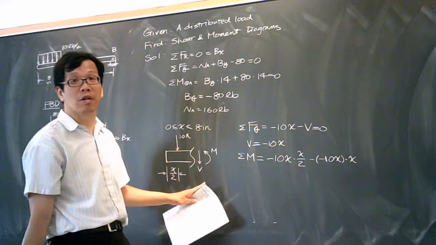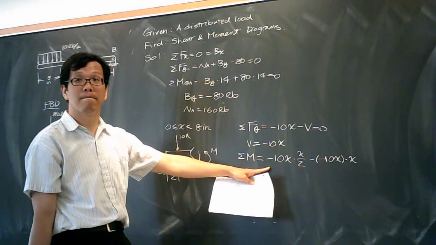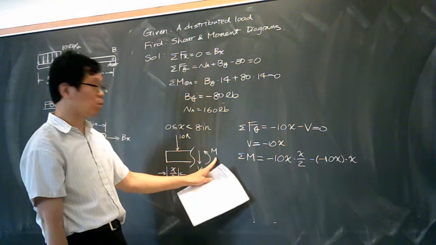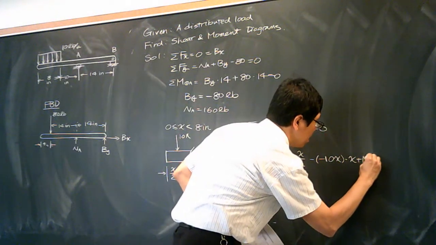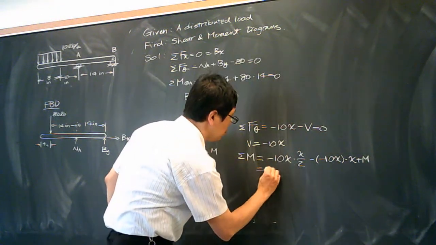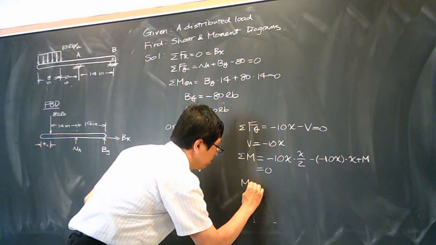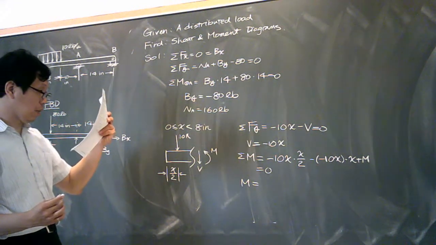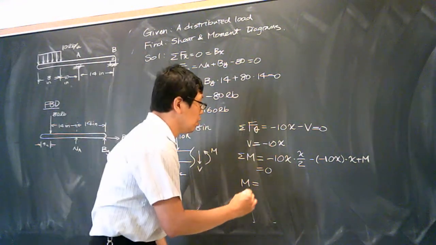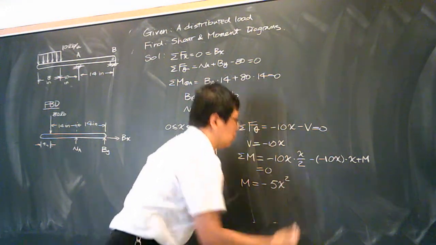Other than that, is there any other thing I need to add into this equation? This one, M equals 0. So in this case, M between 0 to 8 inches, you're going to get 5x squared.